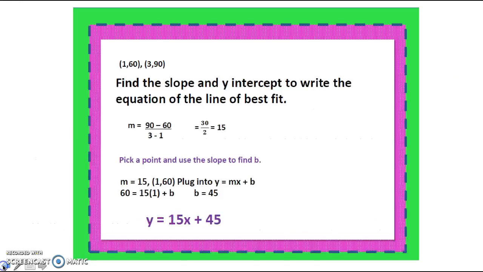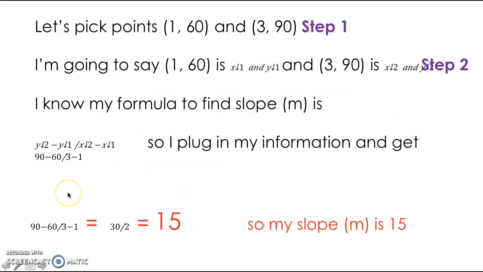I can even go back and show you. So look, 90 minus 60 over 3 minus 1, because this is my y2, this is my y1, this is my x2, and this is my x1. Okay, now when I subtract 60 from 90, I get 30. And when I subtract 1 from 3, I get 2. So I now have the fraction 30 over 2, which equals 15. So my slope, or my m, is going to equal 15.